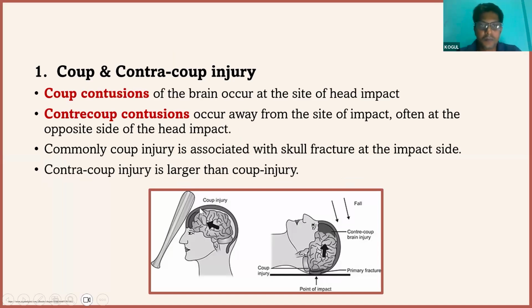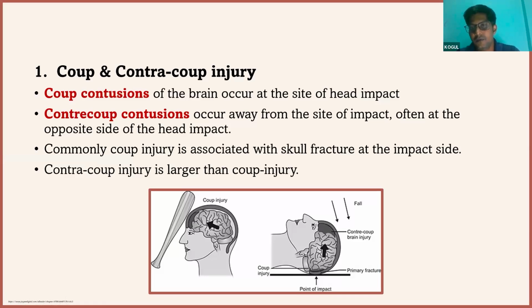Most of the time coup and contrecoup injuries occur together. In coup injury, the direct impact causes damage to the brain, the blood vessels and the coverings. But how does contrecoup injury happen when there is an impact here? There is a negative pressure. The brain continuously moves, with acceleration and deceleration movement. The common phenomenon is a fall backwards.